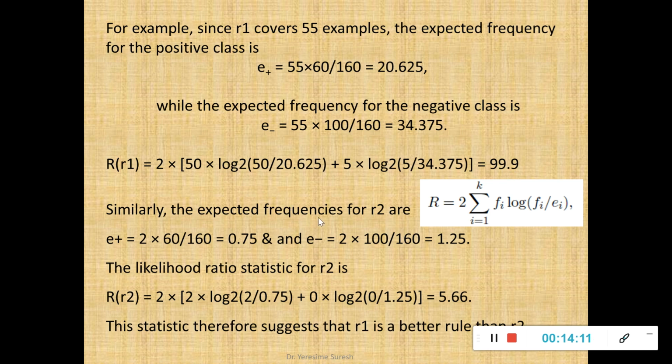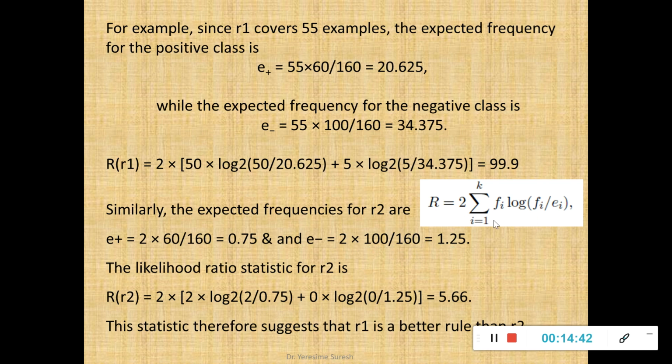Similarly, repeat the same thing for rule R2. How to calculate the expected frequency with respect to positive instances? The total number of instances covered by rule R2 is 2, into the total number of positive instances in your training set, 60, divided by the total number of instances in your training set, 160. So it is 0.75. For negative instances, the total number of instances covered is 2, into the total number of negative instances in the training set, 100, divided by the total number of instances in the training set, 160. I find it as 1.25.